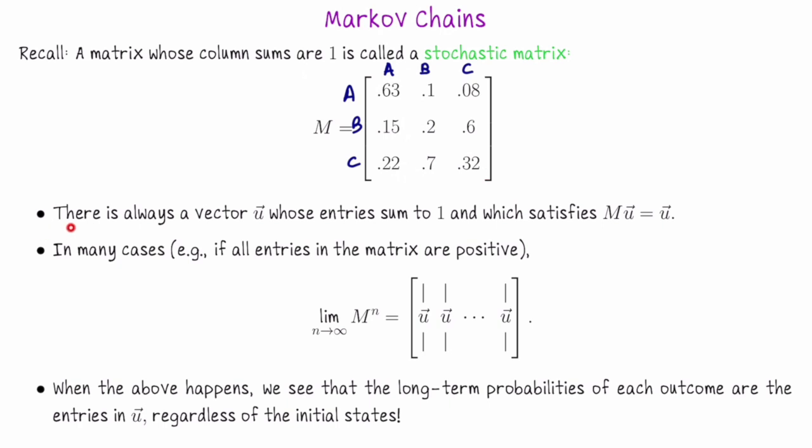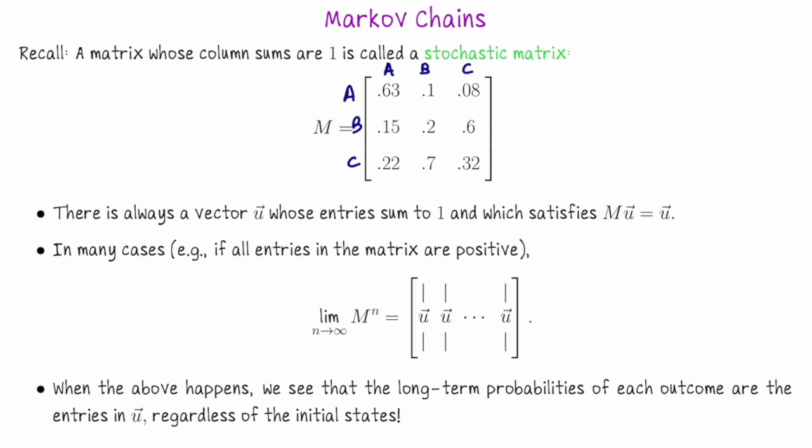One property we saw is that there's always a vector, I called it U, whose entries sum to 1 and which is fixed by the action of this matrix. In other words, if I take this matrix and multiply it onto the vector U, I just get back U.